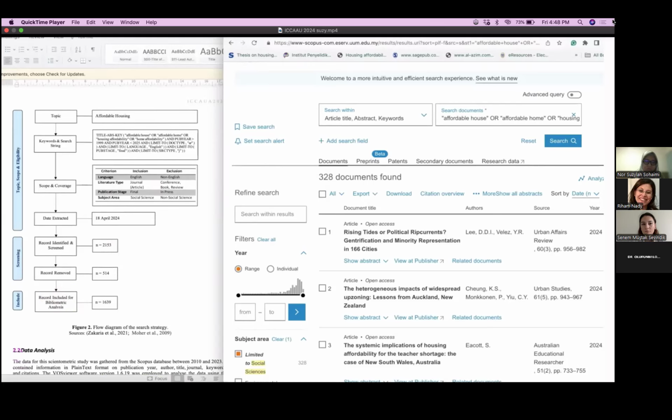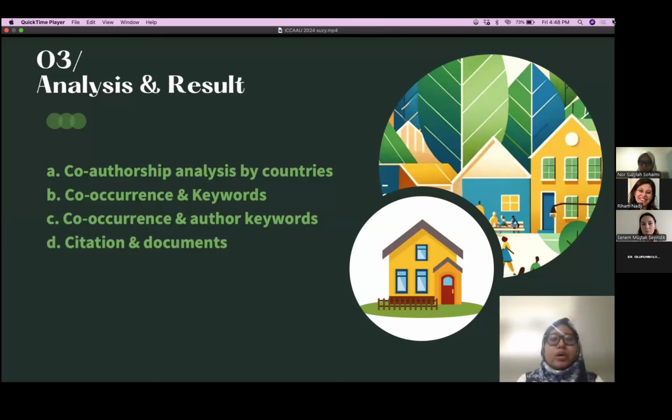This is our analysis and result. Basically, we have four objectives. First is the co-authorship analysis by country, second is co-occurrence of keywords, third is co-occurrence of author keywords, and fourth is citation and document. All of this analysis uses Scopus data, and we run it through the VOSviewer software.